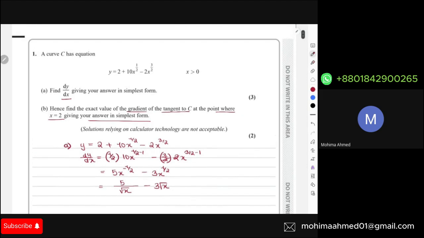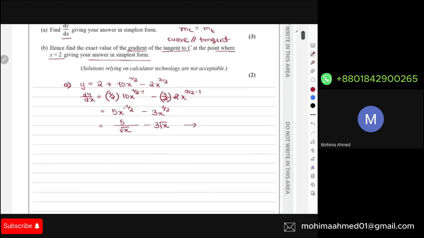This time you have to understand that this was actually the equation for a curve, and the curve is always parallel to your tangent. If the curve is parallel to your tangent, that means the gradient for your curve is equal to the gradient for your tangent. From your part A, the equation that you got for dy by dx, this is actually the equation for the gradient. Okay, this is the equation for the gradient of curve C.